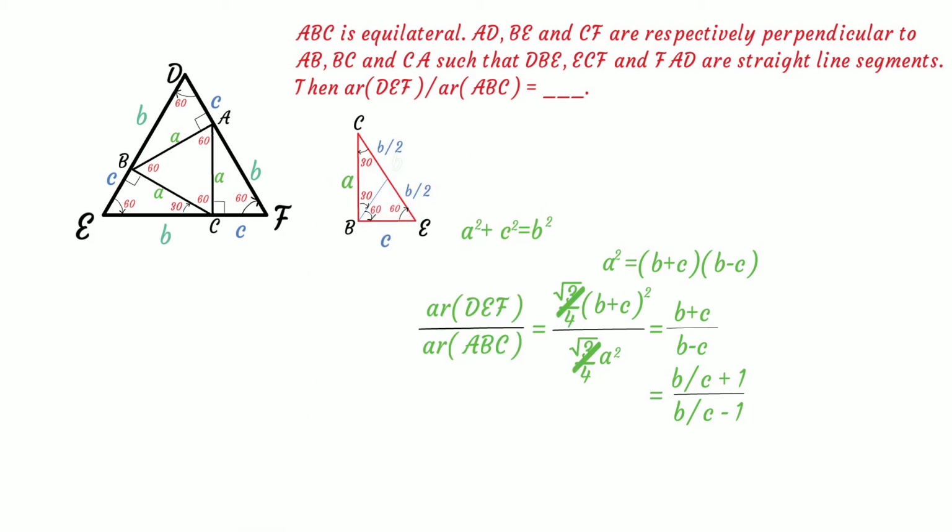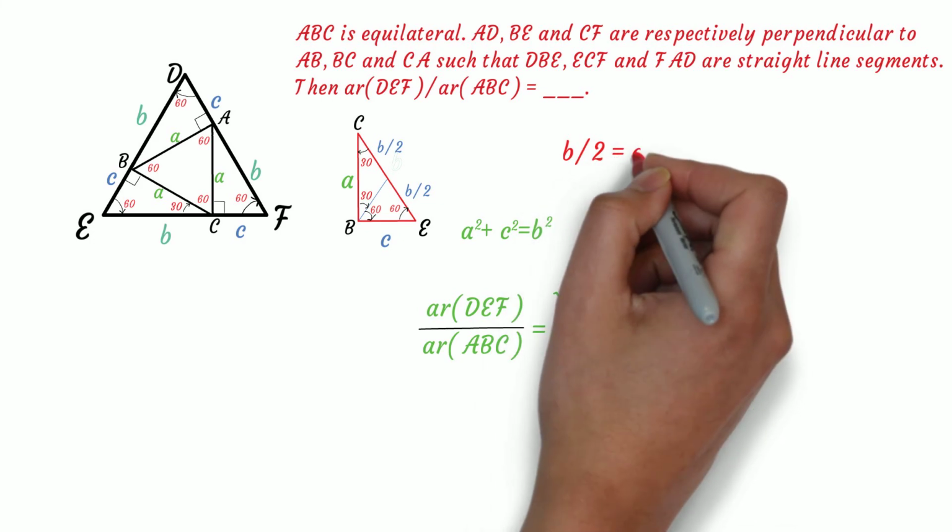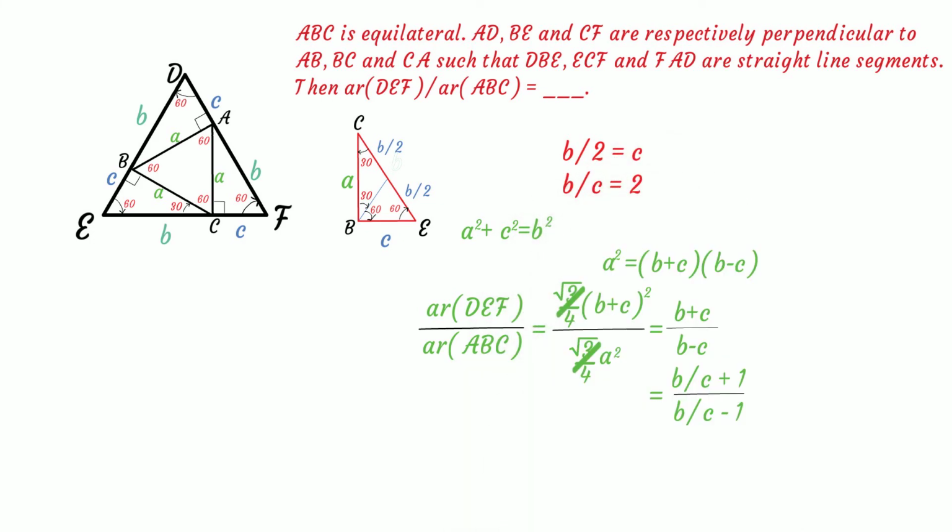Moreover, since the bottom triangle is equilateral, we have BE equals B by 2, that is B by 2 equals C. Now, substituting B by C equals 2 in the previous ratio, we have (2 plus 1) by (2 minus 1) equals 3 as our answer.